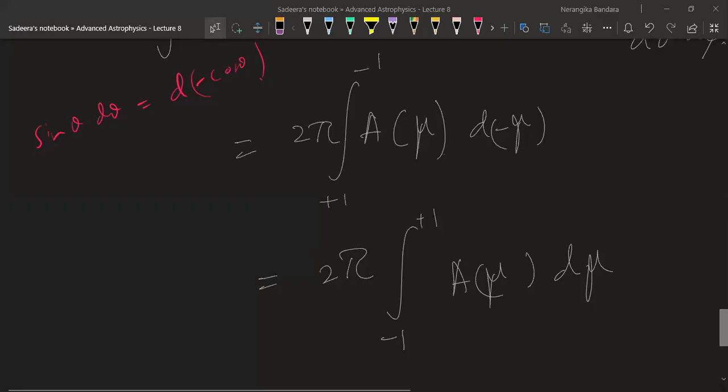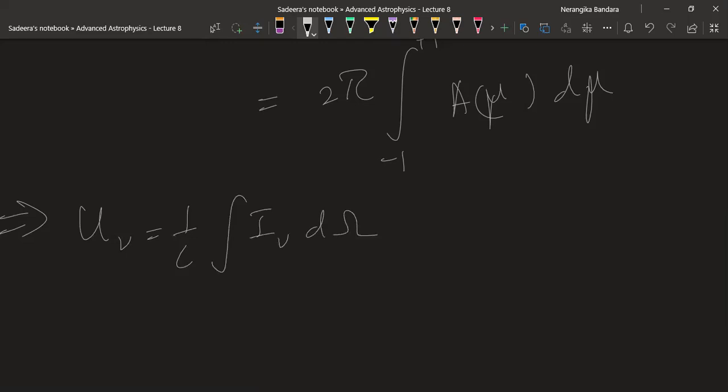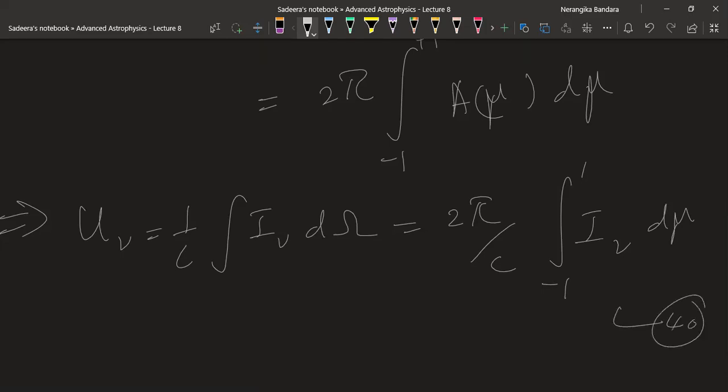Now we're going back to our previous equations. This gives that energy density would be equal to 1 over c, these were the original definition, pi over c, between cosine theta. Okay. So now the intensity would be cosine theta over 4 pi.